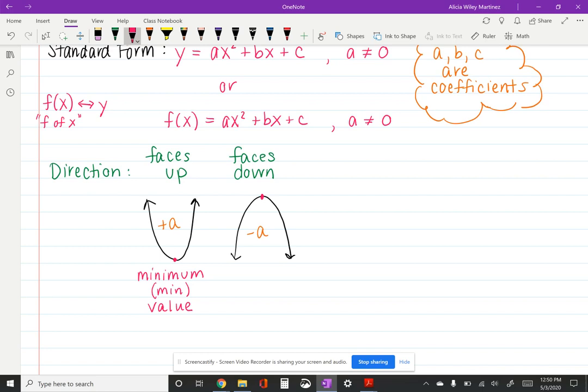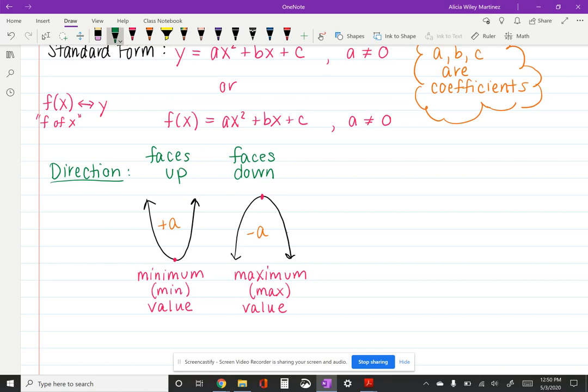When it faces down, it's going to have what we call a maximum value, usually abbreviated as a max value. And it means that it's going to have a highest point because it can't go any higher than that vertex, but it does not have a minimum value because if it faces down, it's going to go down forever and ever. So that's what it means by the direction of the graph, and you can tell the direction of the graph and whether you're going to have a max or a min value just by looking at the value of a.